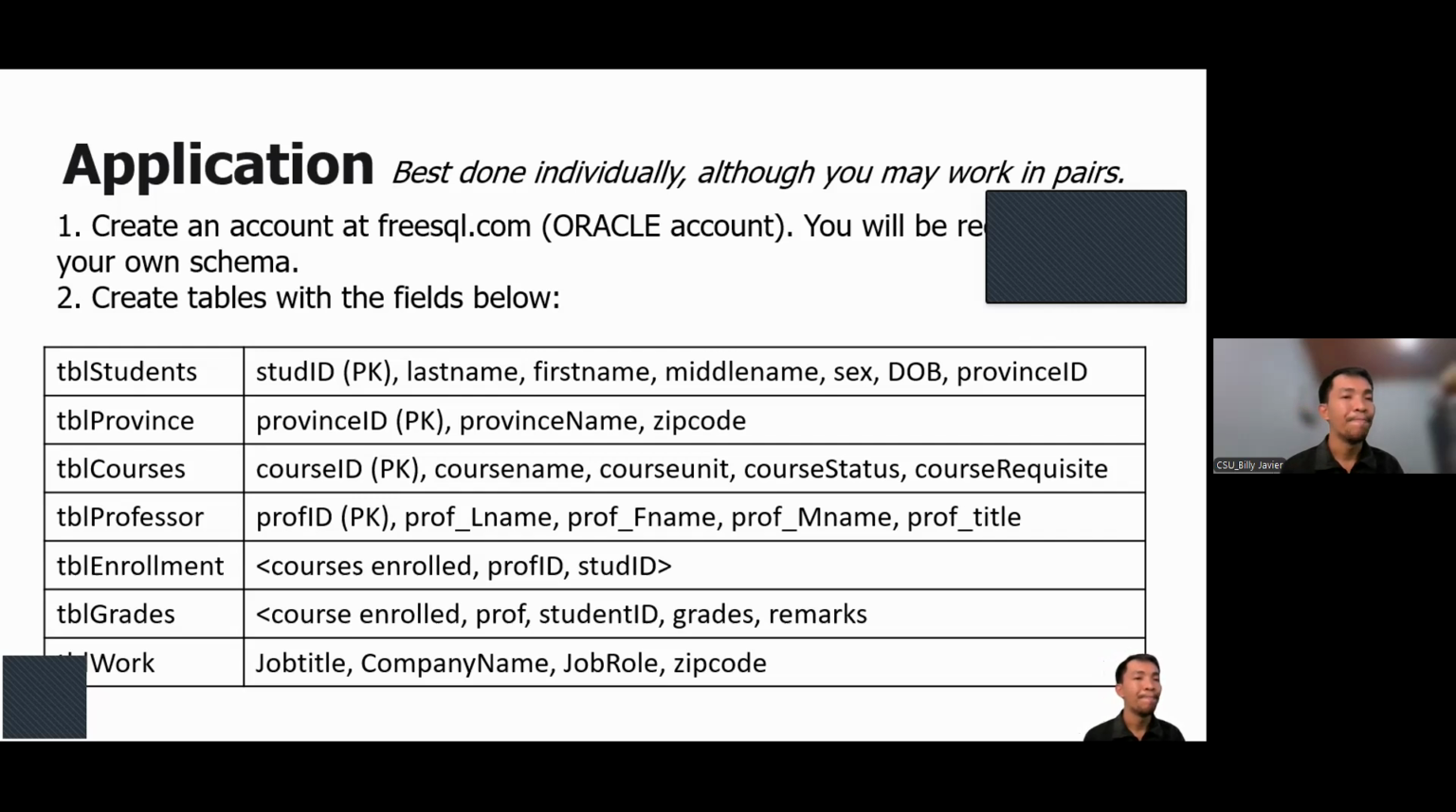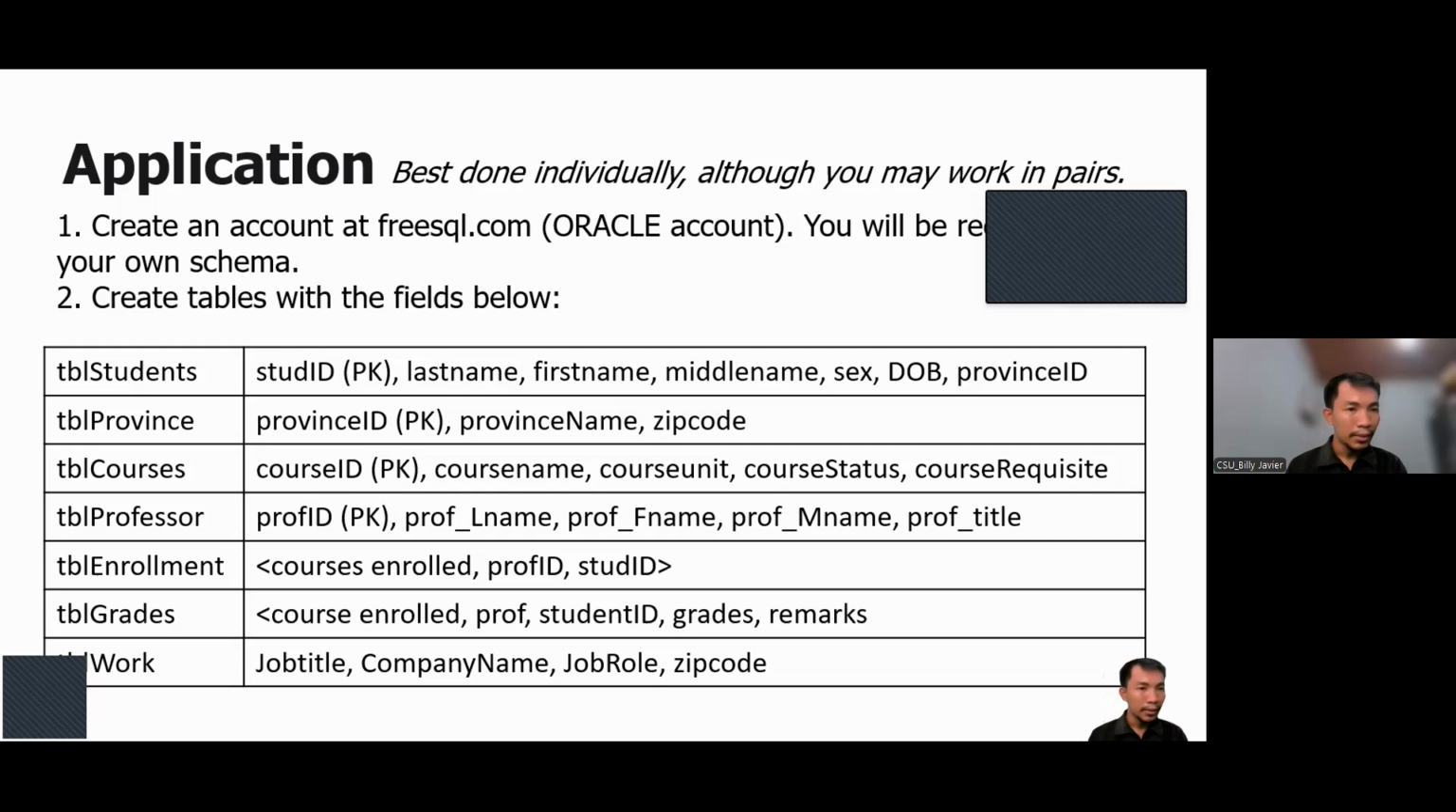Who are their teachers in those courses? And then the student enrolled to those courses within that professor. Now, and then at table grades, we'll be able to extract in the courses enrolled, the prof, the student ID, the grades, and then some remarks to those.